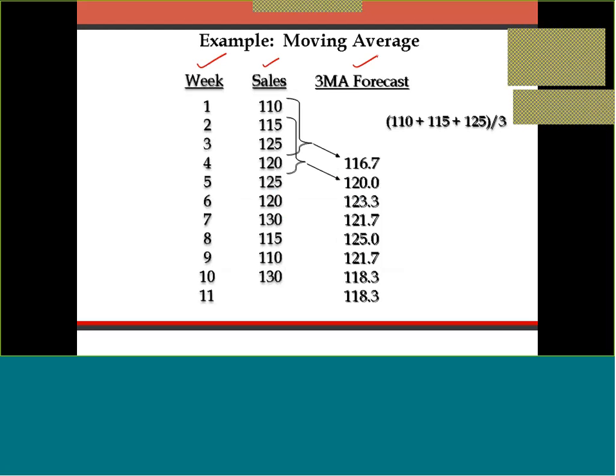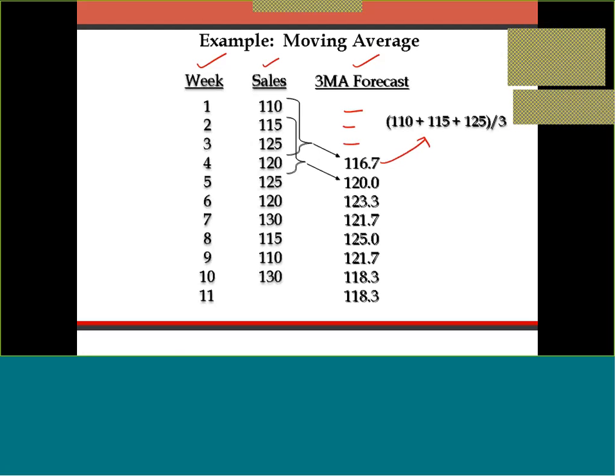Now you are calculating the 3-period moving average. Please remember, 3-period means the first 3 values we have to use. So that's why you will not get anything here, here and here. Now just take the first 3: 110 plus 115 plus 125, divided by 3, will become the 4th observation. So to calculate the 4th observation, you have to use the previous 3 data points' average.